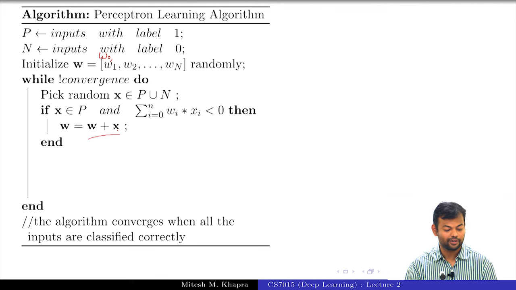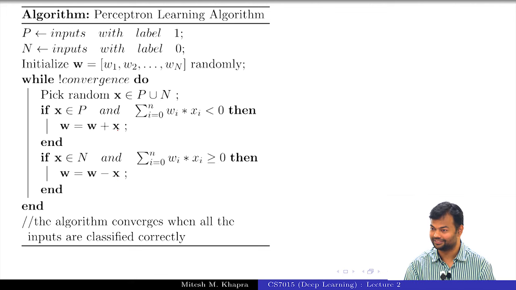Okay. Now let's look at the other if condition. Can you guess what the other if condition is? If x belongs to N and the summation is greater than or equal to 0, then... okay, so that means you've completely understood how this algorithm works.